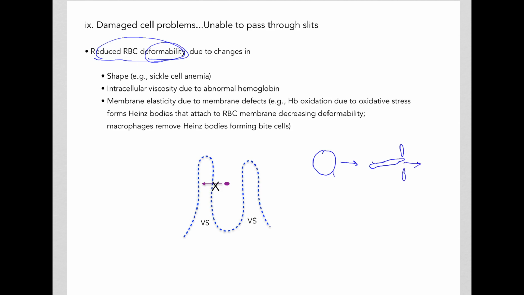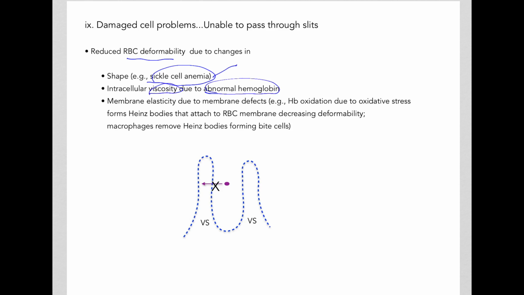To do this, they have to be very flexible. And unfortunately, these red blood cells that are old or damaged have very poor deformability. They are not flexible. They cannot change their shapes. And this reduced deformability may be due to abnormal shapes like what we see in sickle cell anemia, or high intracellular viscosity due to the presence of abnormal hemoglobins.